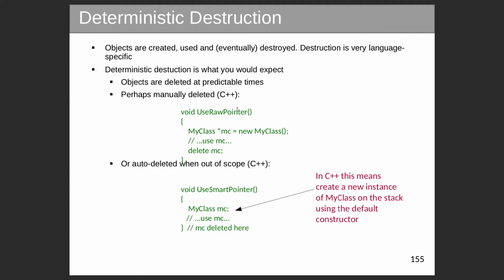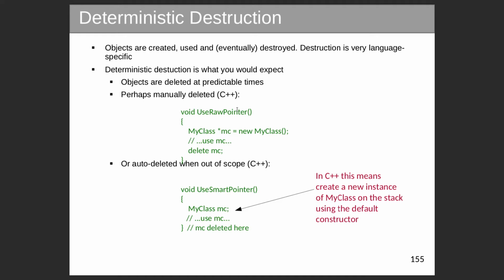Okay, so that concludes object initialization. How do we get one? Now we need to think about how do we get rid of one. So objects are created, used, and then eventually destroyed. The destruction of objects is really language specific, like when they disappear and how. And intuitively, deterministic destruction is a really nice thing. Knowing when an object is going to disappear is really useful.